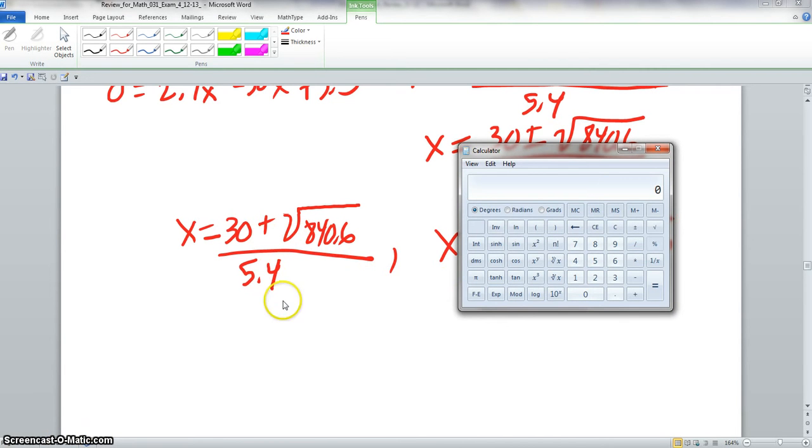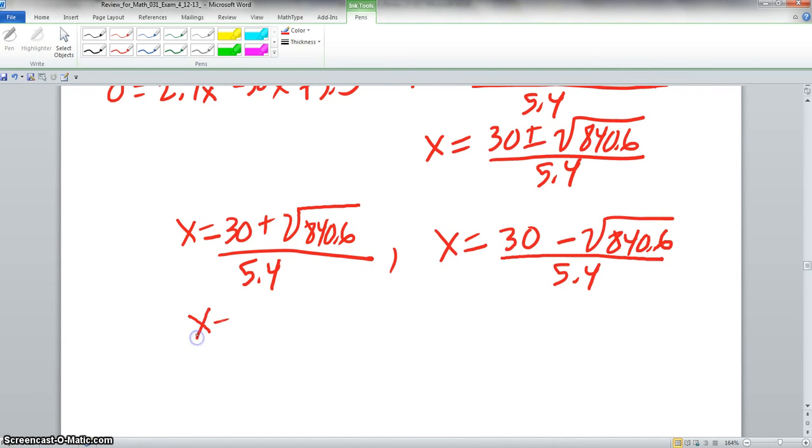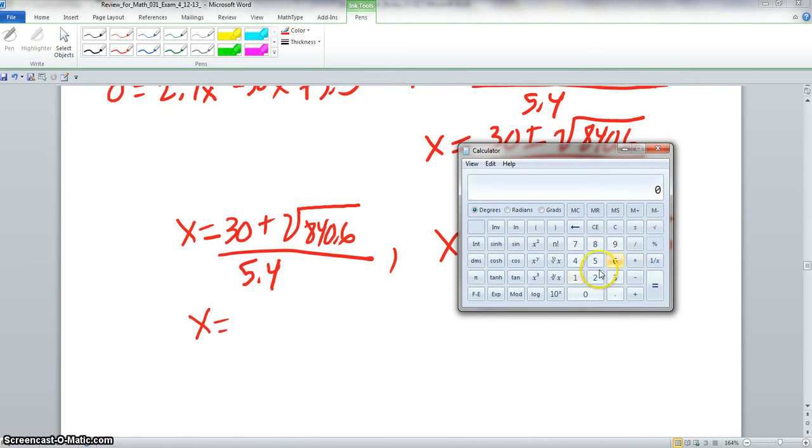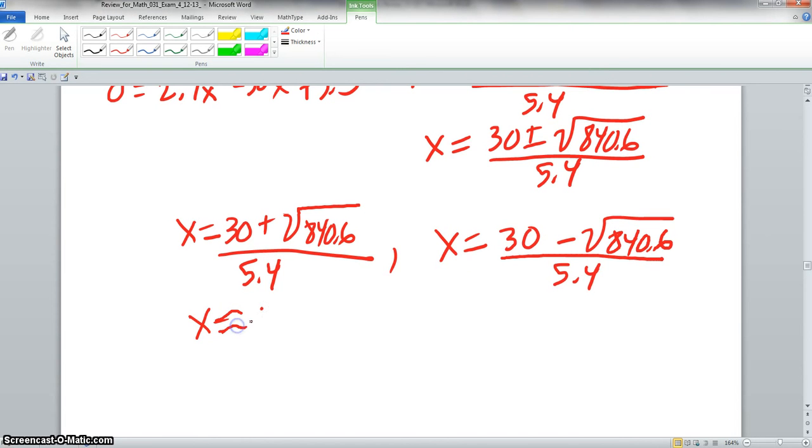Okay, now what we need to do is put this in our calculator. Now I'm using a smaller calculator than what you would use. So what you would need to do is take the square root of 840.6, which will give you this large number, plus 30, which is this number here, divided by 5.4. And we can round this off to 1 decimal place, so it's approximately 10.9.